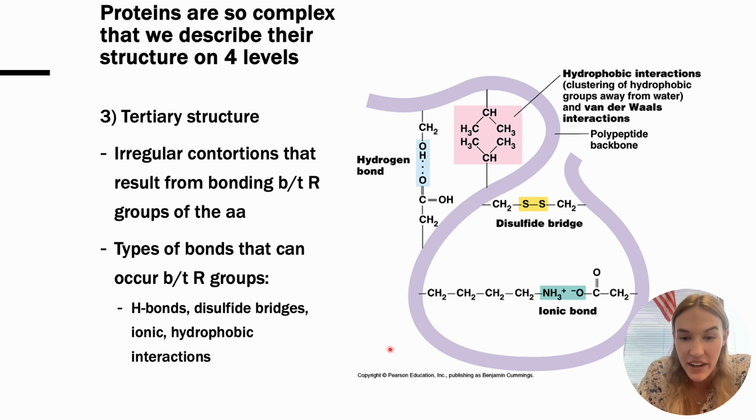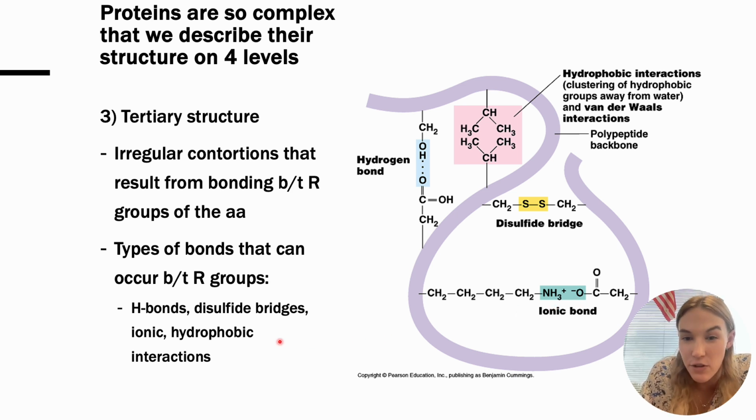We also can have ionic interactions because remember we have charged R groups, those positively charged and negatively charged R groups, and so we can form an ionic bond. These guys really like to hang out together because this is a full positive and this is a full negative, and this is very important.